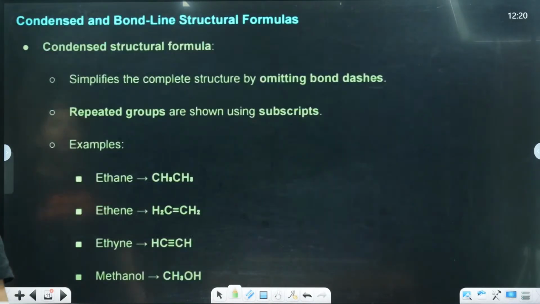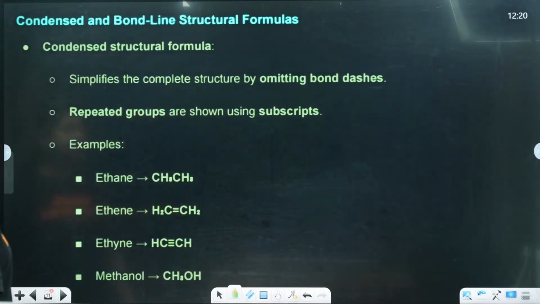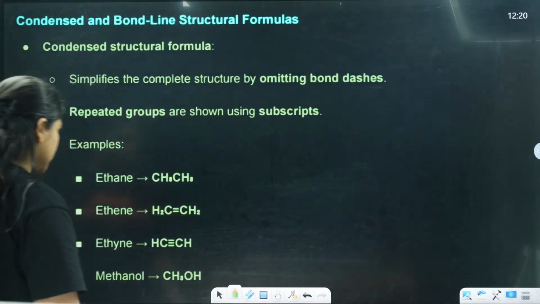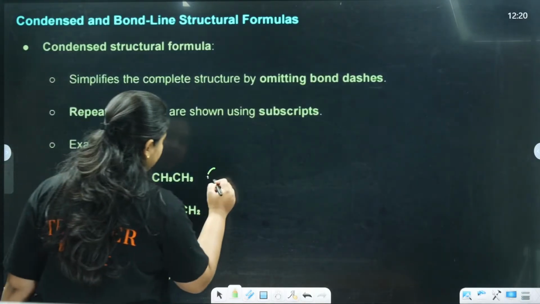Next comes what? Condensed and bond line structural formulas simplify the complete structure by omitting bond dashes, and repeated groups are shown using subscripts. For example, ethane is going to be CH3CH3 like this.